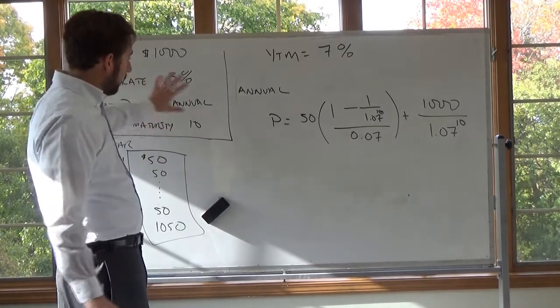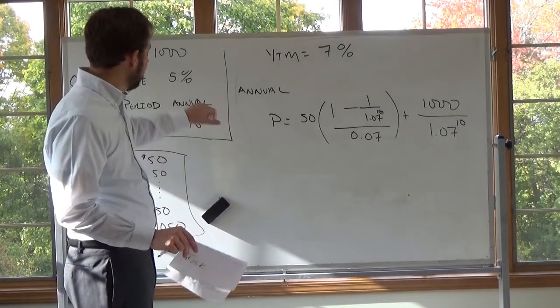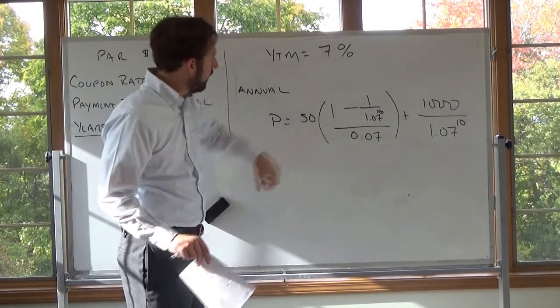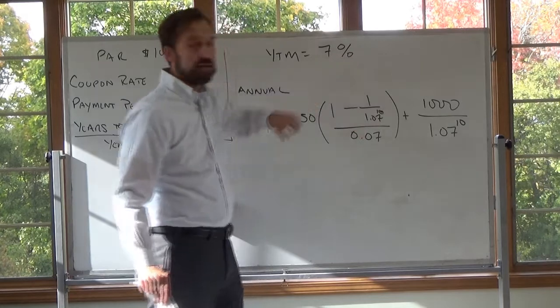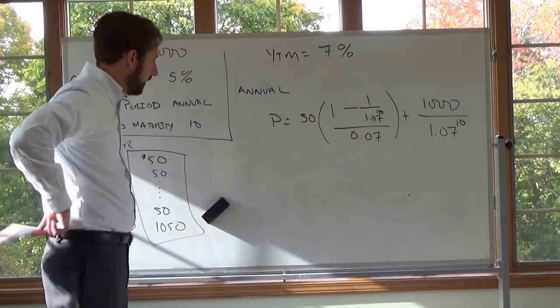And again, one thing where students sometimes make a mistake is that this 5% is only to get us our payments. All the discount rates in here are the 7%. So we're discounting the par value and the coupon payment at 7%.